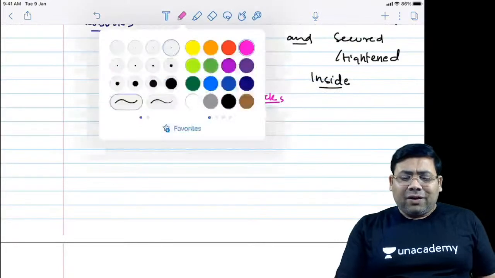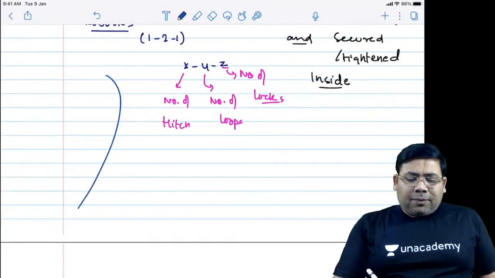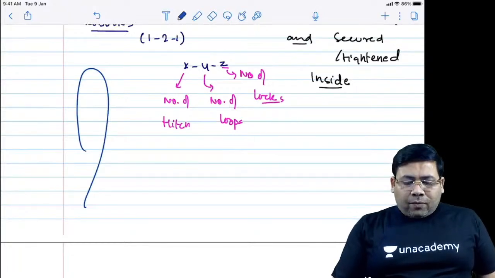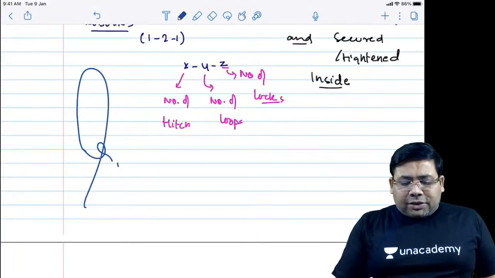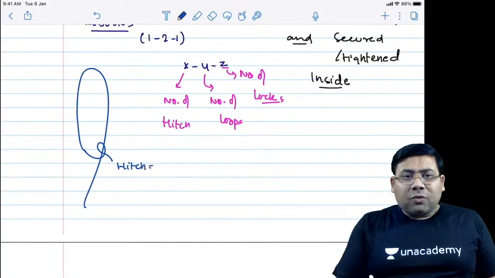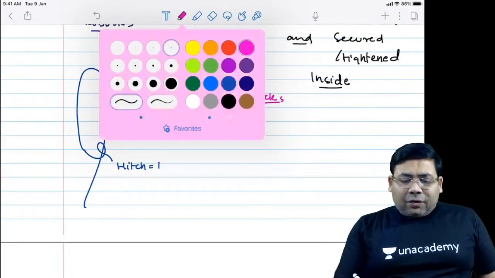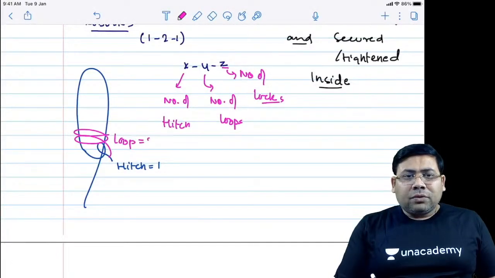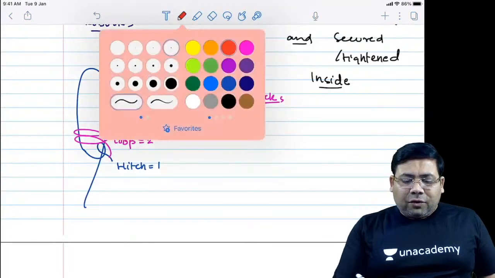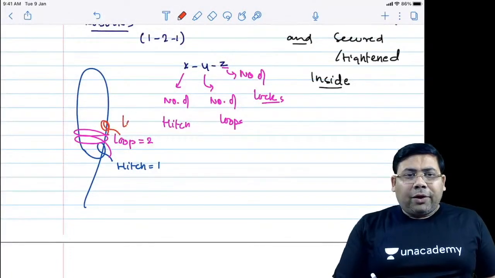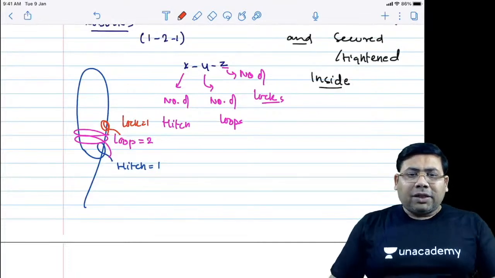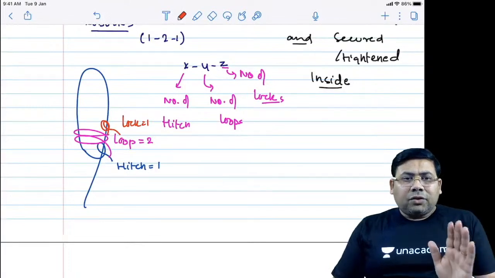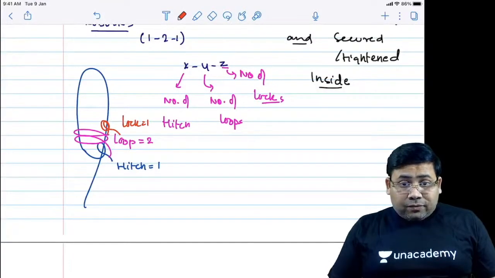Let us see this also. Very easy to understand. Suppose this is the suture you want to tie the knot with. The first thing you will do is a hitch. How many hitches? 1. The second thing is a loop. How many loops? 2. The third thing is a lock. How many locks? 1. So the formula is 1-2-1. I'll show this to you.